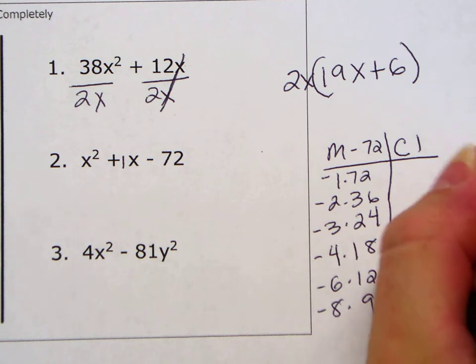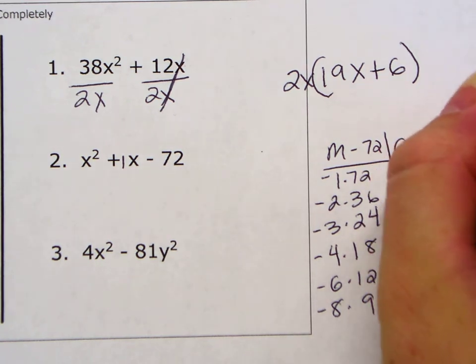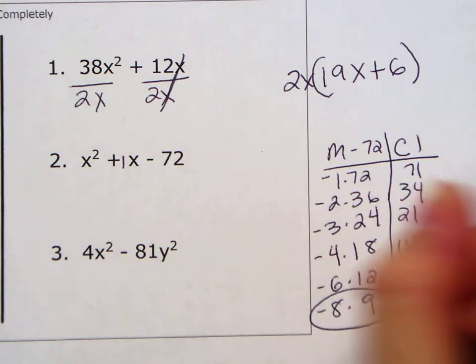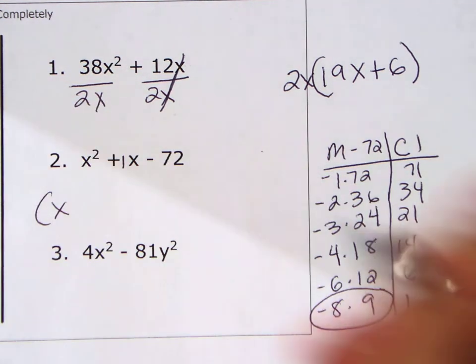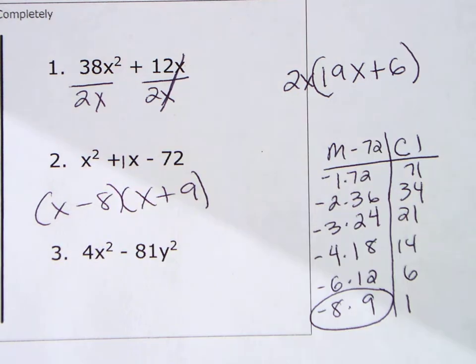It's going to be these. The others are a bit too big. 8 and 9, so we're looking for 1. So those are the numbers in the parentheses. x minus 8, x plus 9. Okay, that was our second type.